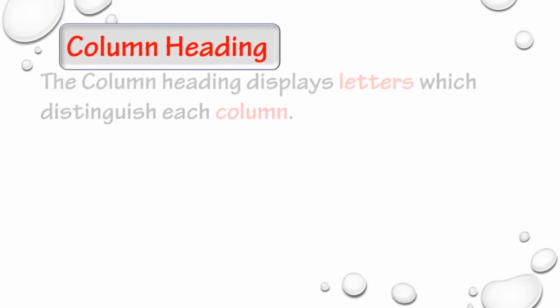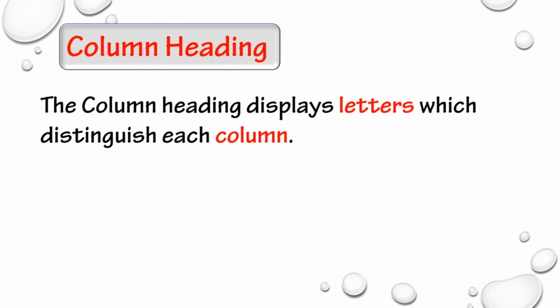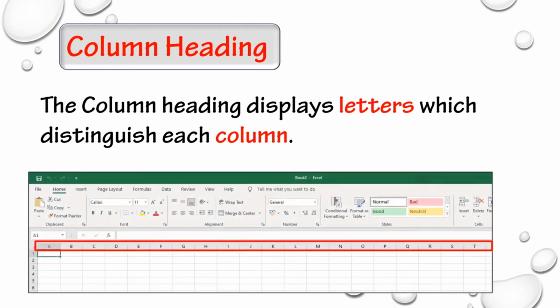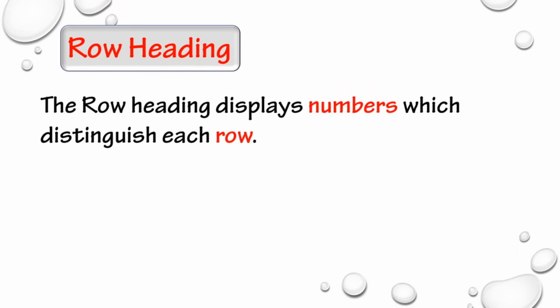Column heading. The column heading displays letters which distinguish each column. Row heading. The row heading displays numbers which distinguish each row.